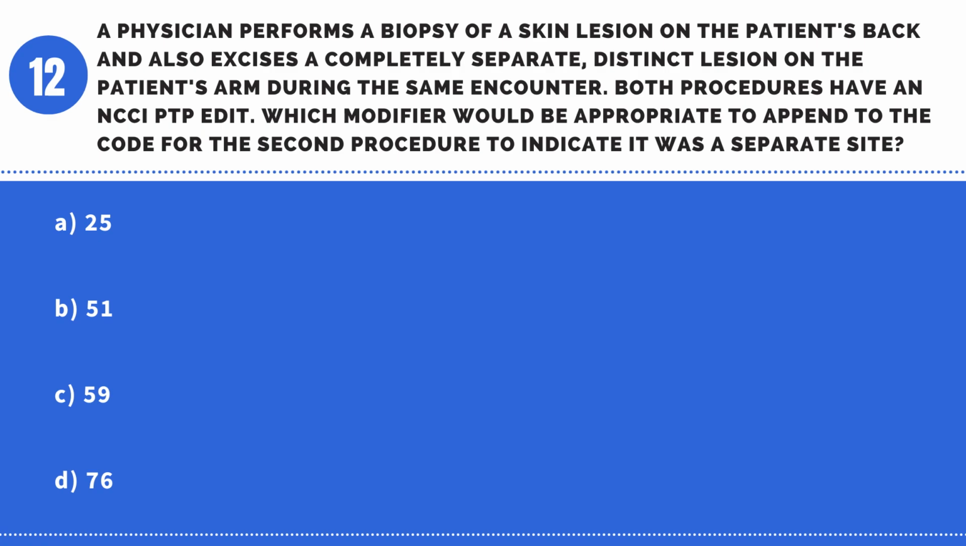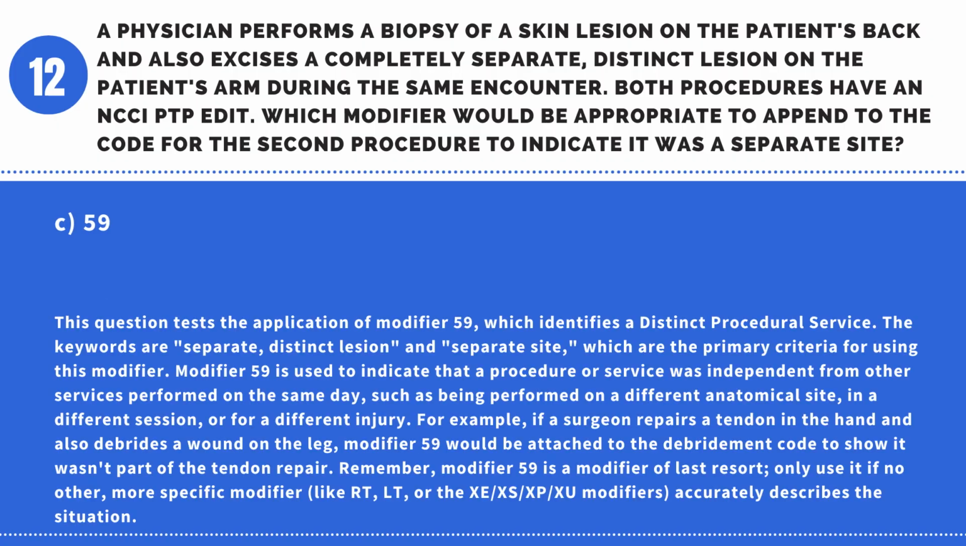Which modifier would be appropriate to append to the code for the second procedure to indicate it was a separate site? A. 25. B. 51. C. 59. D. 76. Answer: C. 59. This question tests the application of modifier 59, which identifies a distinct procedural service. The keywords are separate, distinct lesion, and separate site, which are the primary criteria for using this modifier.